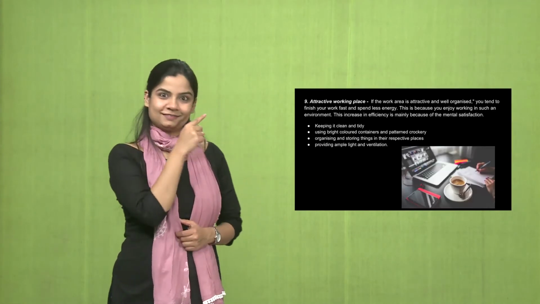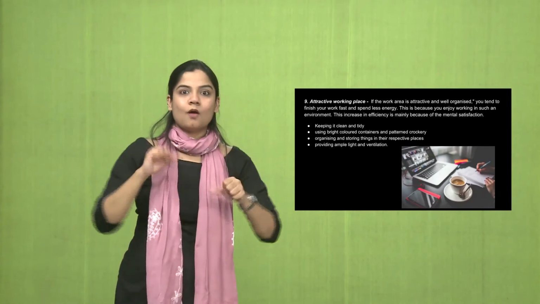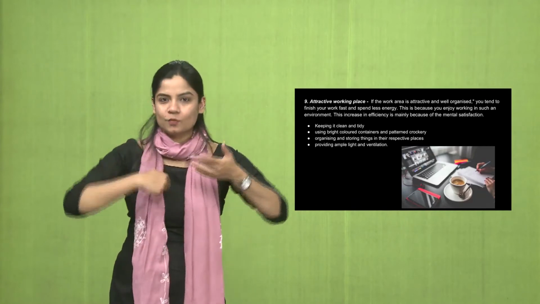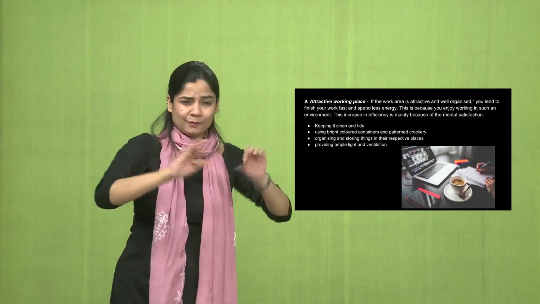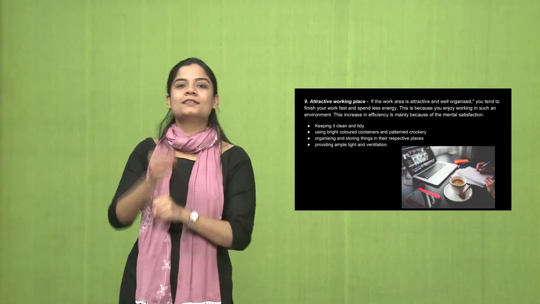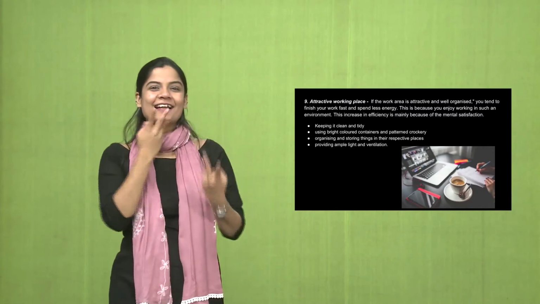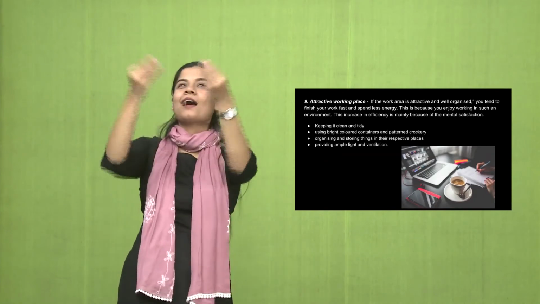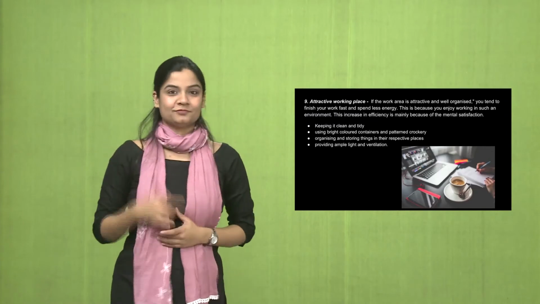9th step is attractive workplace, as you can see in the picture. When the workplace is attractive, it always gives you more energy and it makes you feel good about working. It's very important to keep it tidy and clean, whatever you're working on. It gives you good energy to work. And the second thing is, use bright colored containers and patterned crockery that is beautiful to the eyes, that gives positivity to the eyes and gives us a better way to work.